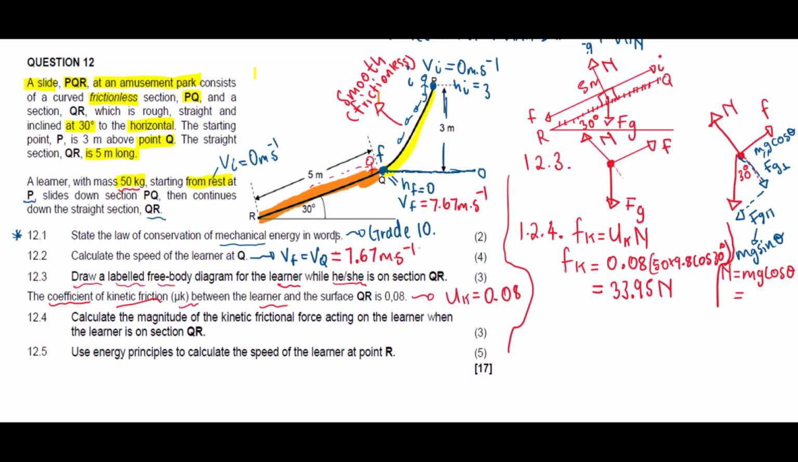So now we can go to 1.2.5. I'm not sure how much space we need for that question specifically, but just check there. That question is saying that you need to use the energy principles. Remember, we looked at this thing, right?